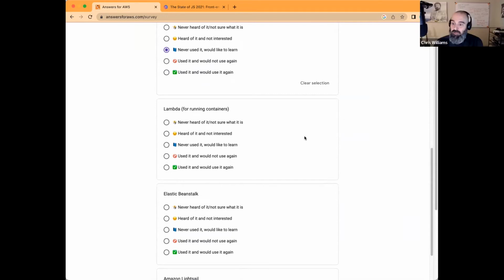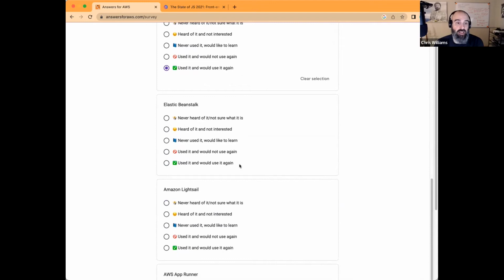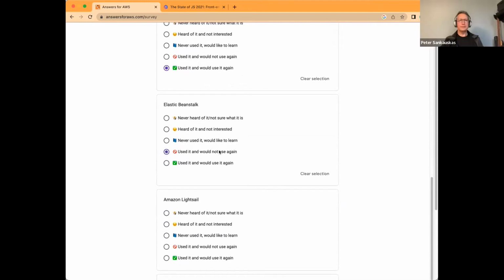All right, Lambda for running containers, used it and would use again. Beanstalk, I'm gonna go used it and would not use again. This is another one of the big drivers for doing this survey.